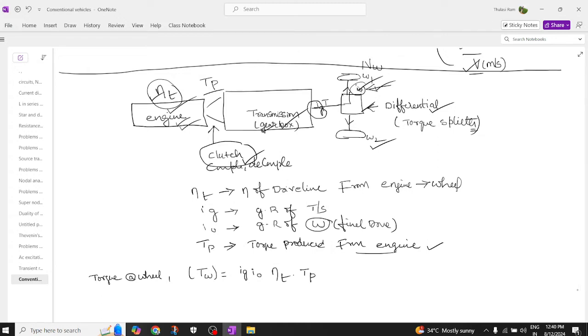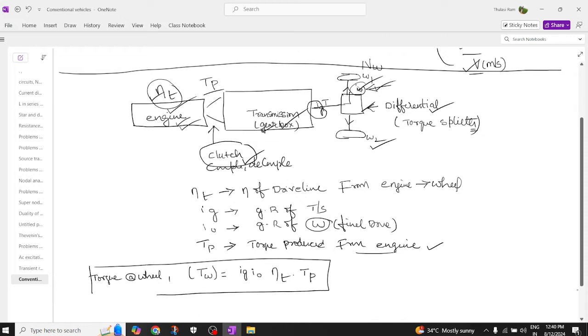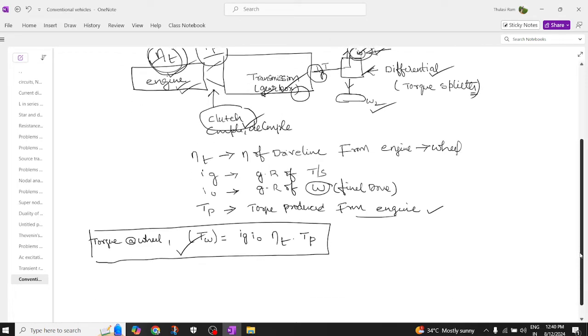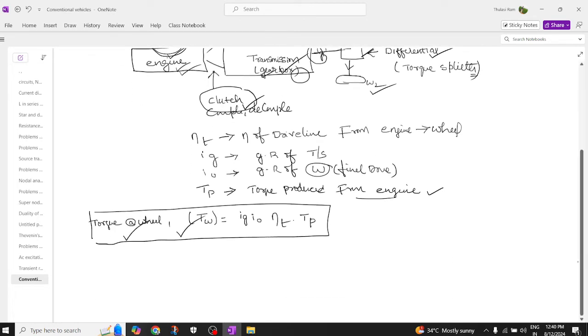Okay, so this is how we calculated the torque developed at the wheel. So the torque developed at the wheel is the product of Ig, I naught, and the efficiency of the drive line as well as the torque produced by the engine. So the product of all these four terms will give you the torque produced at the wheels. Okay, so this is the first derivation we require, or first expression of torque developed at the wheels.